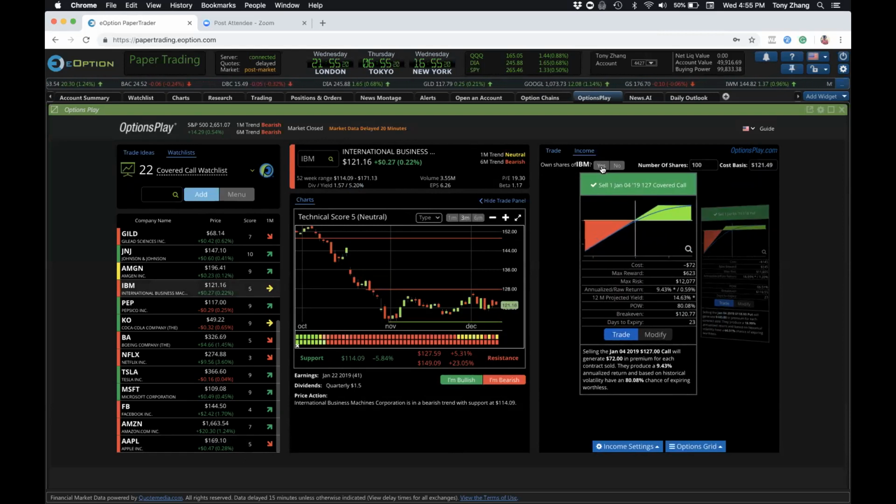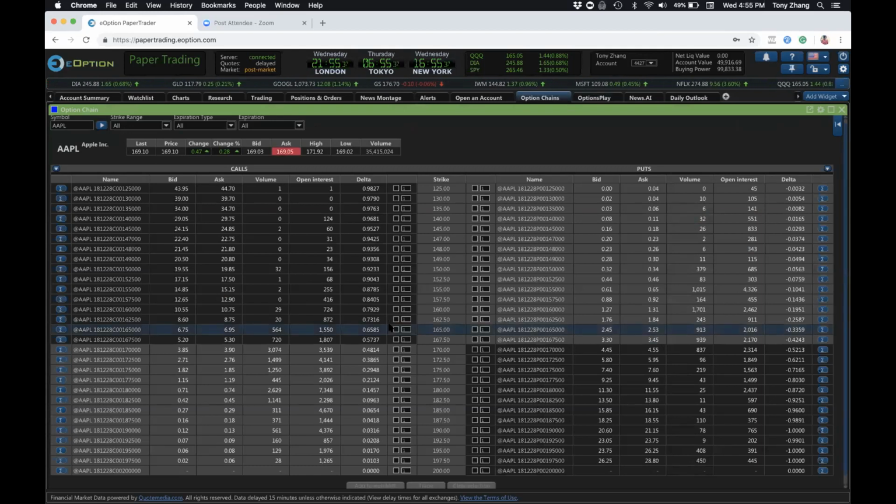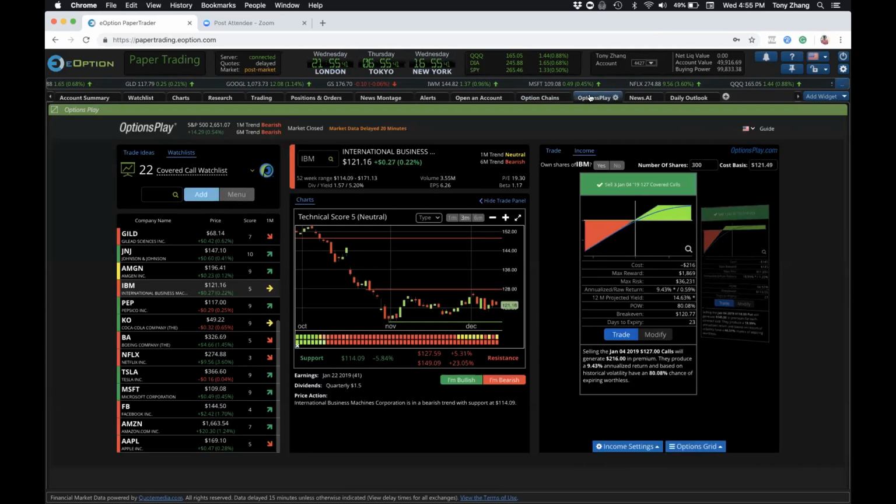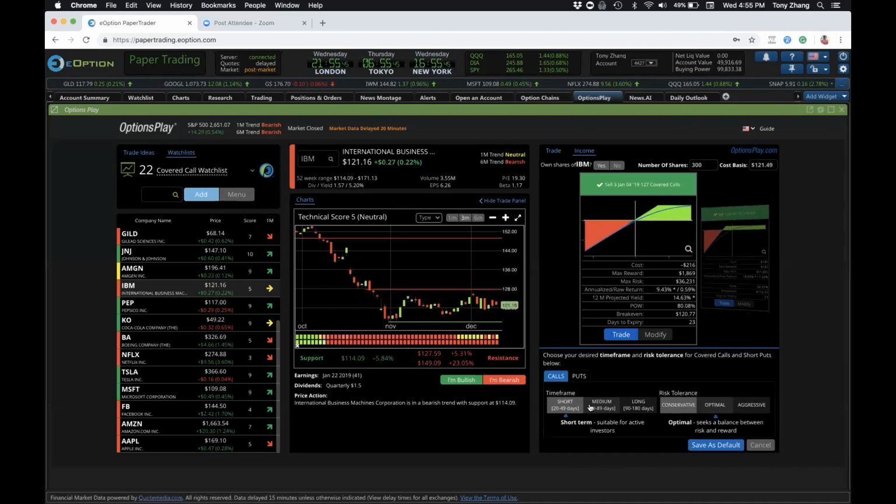So what this tool allows you to do is it first asks you, do you own shares of IBM? You can select yes because you're trying to sell a covered call. You can enter the number of shares that you own. So let's say you own 300 shares of IBM. What it does is it goes through the option chain, it manually searches this whole page, all the expirations and all the strike prices, and it finds the starting point that suits you. And this is driven off of your personalized settings.